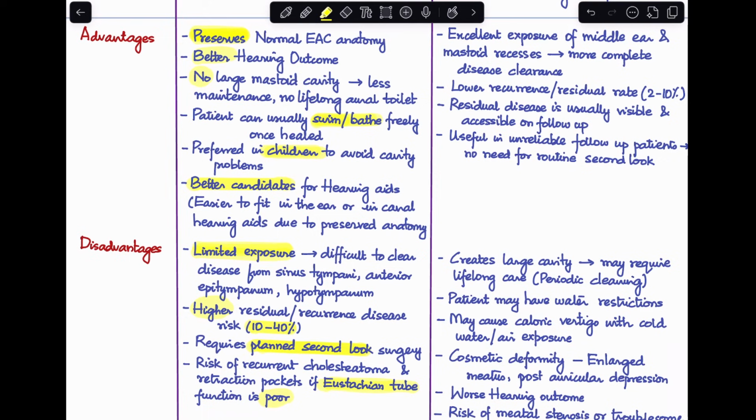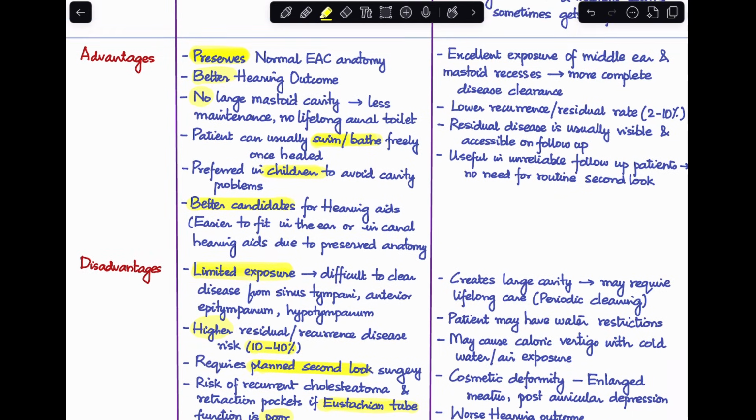Next, let's look at canal wall down procedures. So the first advantage would be that we have an excellent exposure of the middle ear as well as the mastoid recesses. Therefore, we end up having more complete clearance of the disease because of excellent exposure.